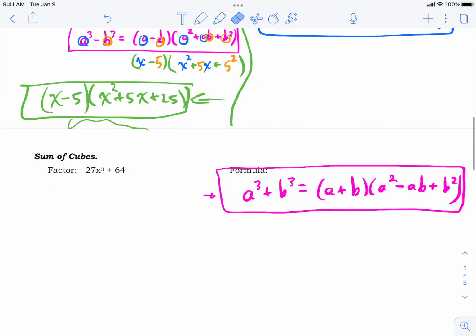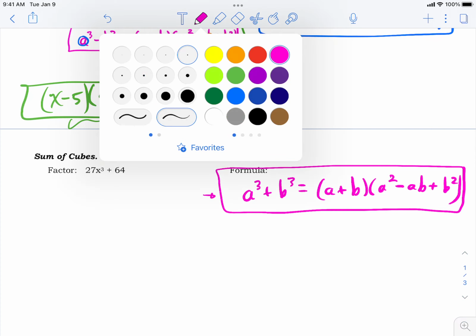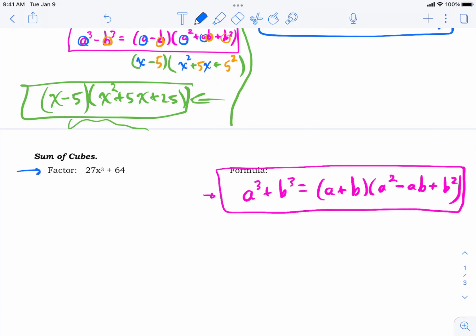But I think we only need one example of this one. In fact, this would be a great time for you to stop the video for a second, see if you can figure out what's my A, what's my B, and then plug them in to this formula over here and see what you get.